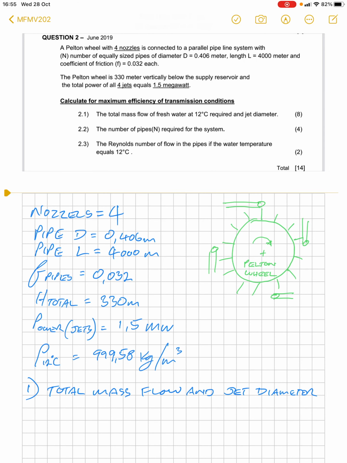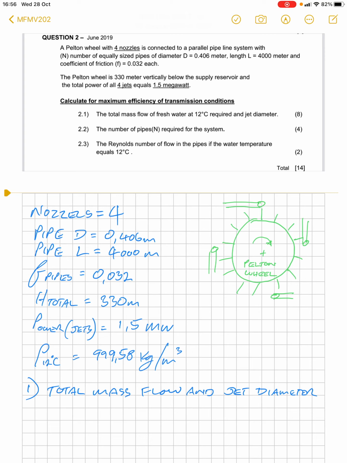This is tutorial 4 and it's question number 2. In this question we have a Pelton wheel and 4 nozzles. They're connected to a parallel pipeline system with equally sized pipes of diameter 0.406 meters, and the length of the pipes is 4,000 meters. The coefficient of friction, F, friction factor for the pipes is 0.032.